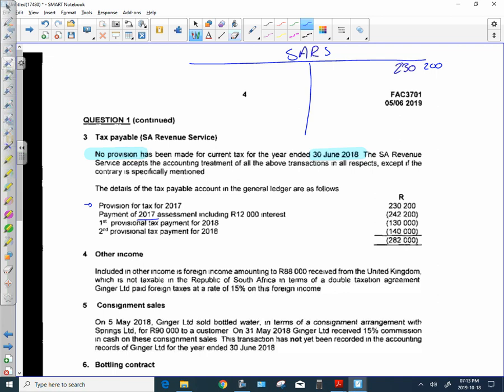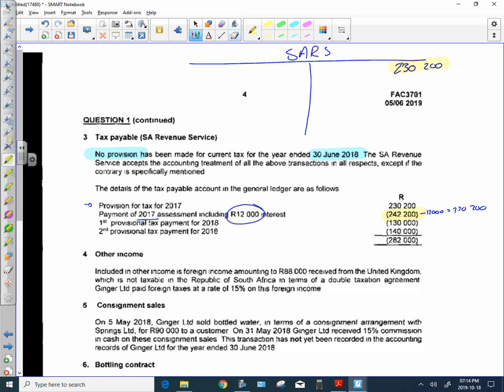for the 2017 amount, and this included interest of 12,000. So in other words, I paid them late or something like that happened, and I had to pay them more than I owed them. So basically what I'm saying is, included in here is 12,000 Rand worth of interest. That means how much did I pay towards that liability? Do you agree? 230,200. What does that tell me? That tells me that what I provided for agrees with what SARS says. In other words, no over or under provision for that year.